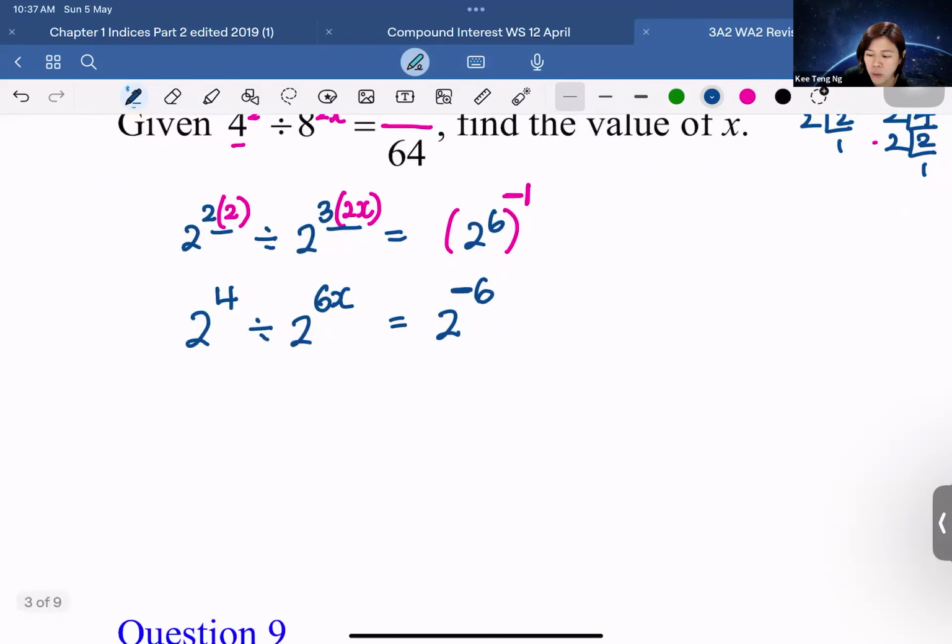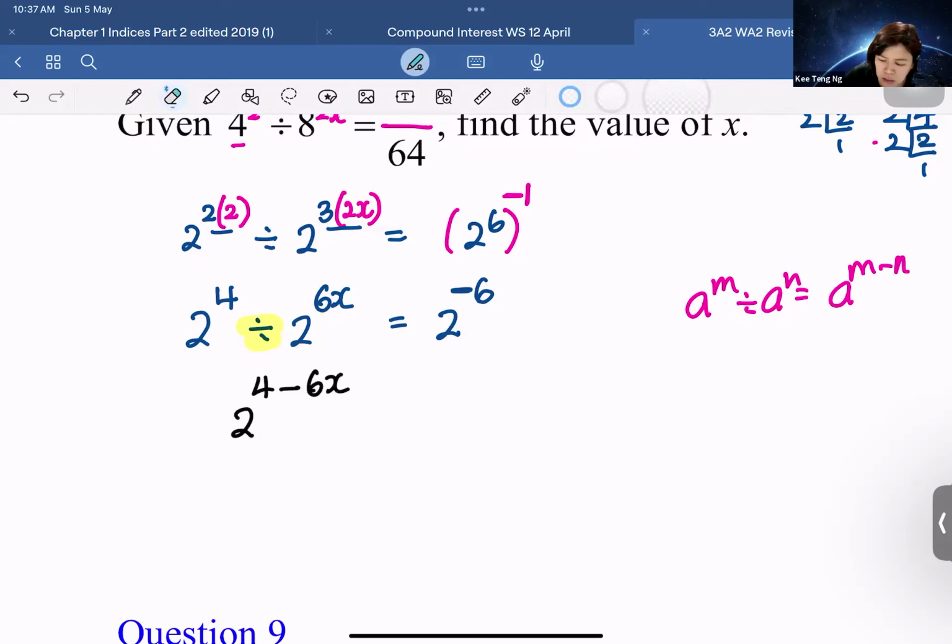Then now when we have division, the powers subtract each other. A to the power m. Then we'll get 2 to the power 4 minus 6x. Oops, my color changed. And this is 2 to the power -6.